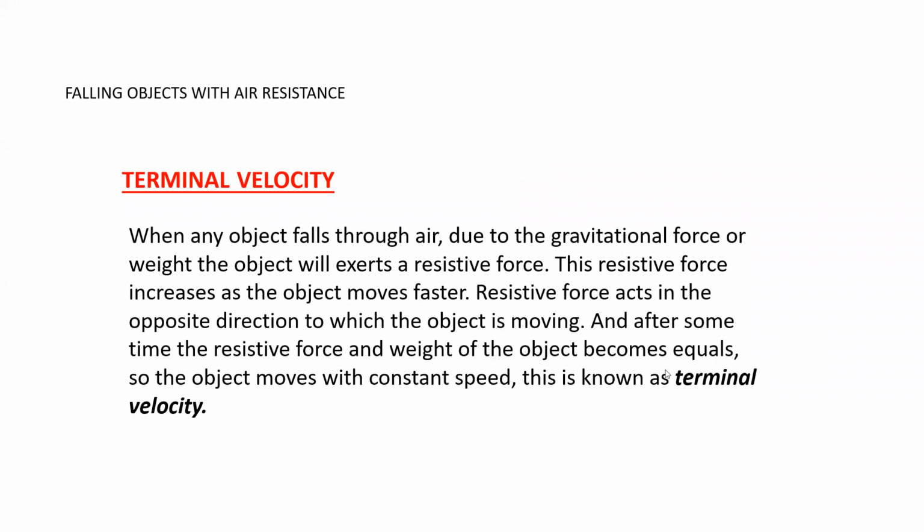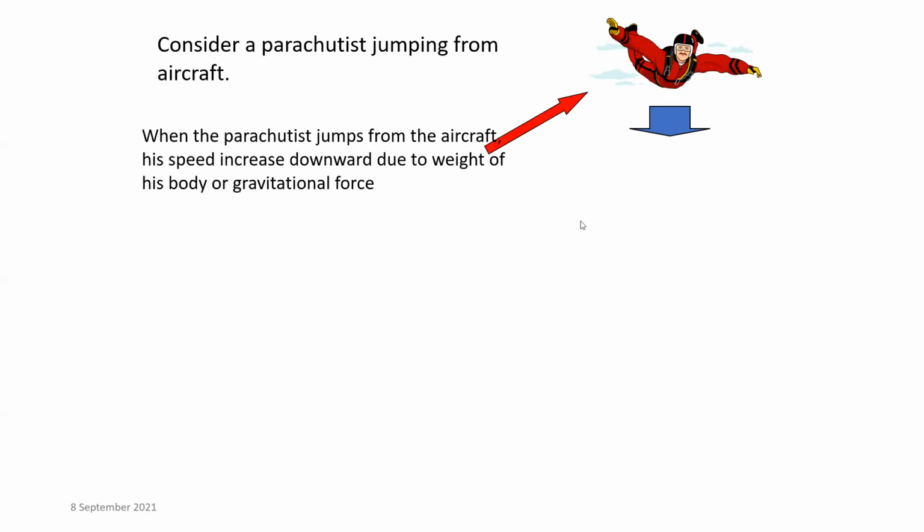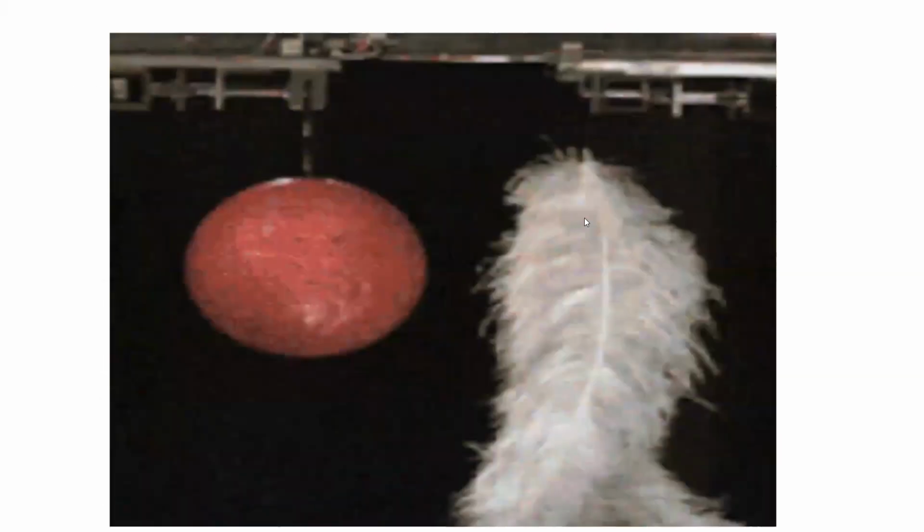Once the air resistance equals or balances the weight, the object will move with a constant speed, and that constant speed is known as the terminal speed. So when we compare this parachutist, when he jumps, he has constant acceleration initially and the speed increases. So what happens for a falling object?